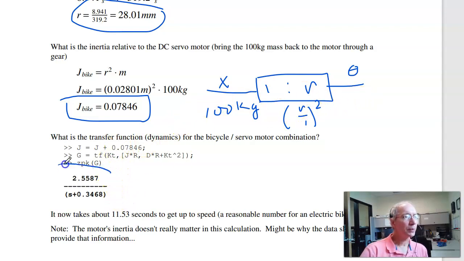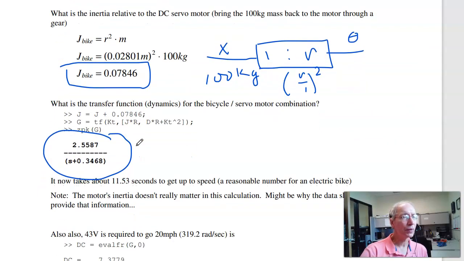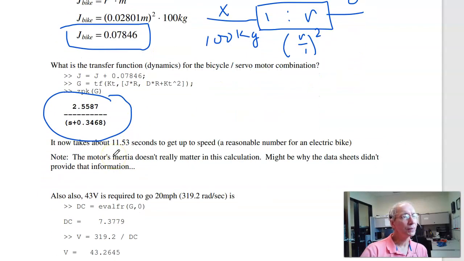And with that, I wind up with this transfer function. And note, this is really, really large. The inertia I calculated was 10 to the minus 6. Basically doesn't matter. So I don't really know what the inertia of the motor is. In this case, I don't really care. The 100 kilograms is going to be really dominating it. If I take the step response, it takes about 4 over 0.34, 11 seconds to get up to speed, which seems reasonable. You floor the bicycle, 11 seconds later, you're at 20 miles an hour.